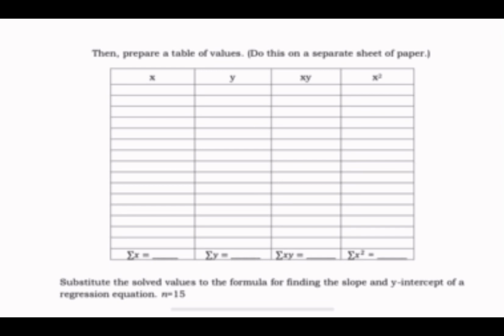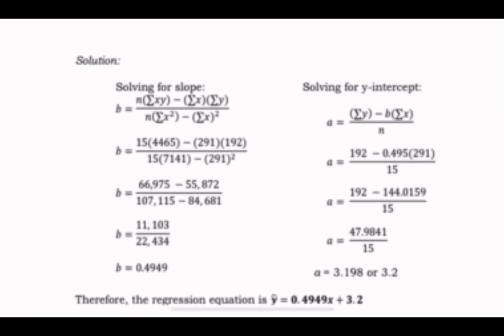Substitute the solved values to the formula for finding the slope and y-intercept of a regression equation. N equals 15. Here's the solution for solving for slope and for solving for y-intercept. Therefore, the regression equation is y equals 0.4949x plus 3.2.